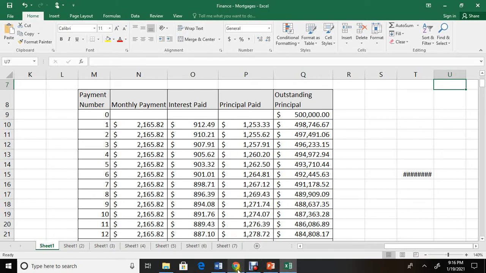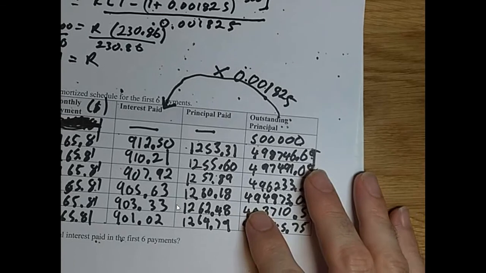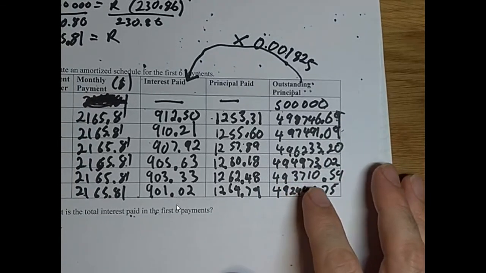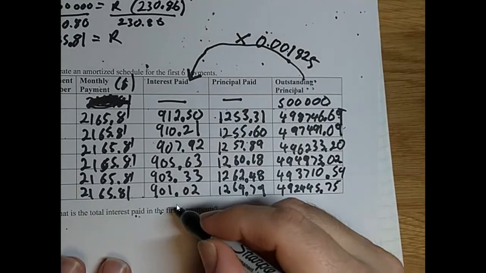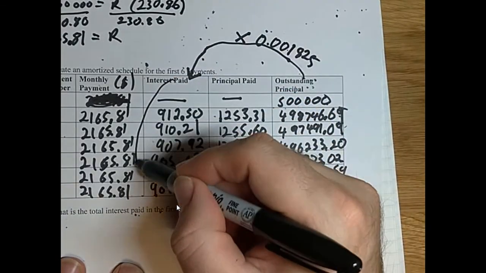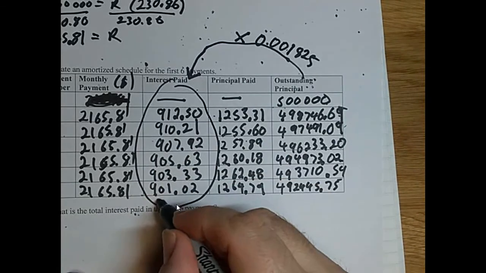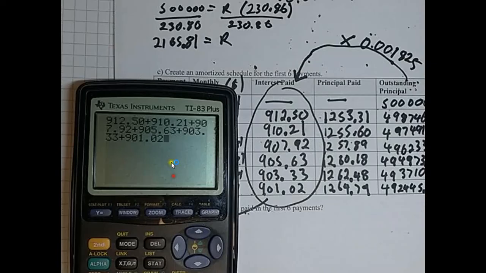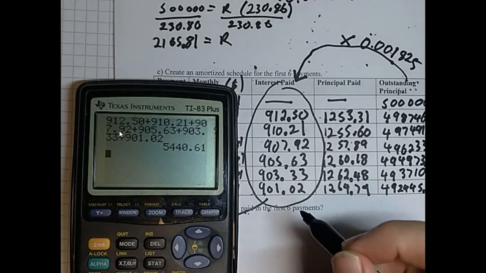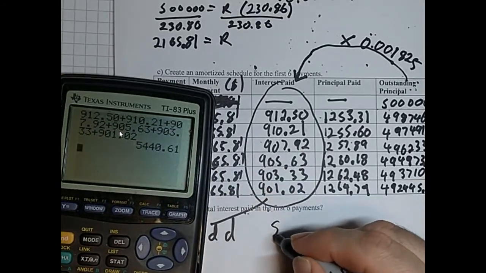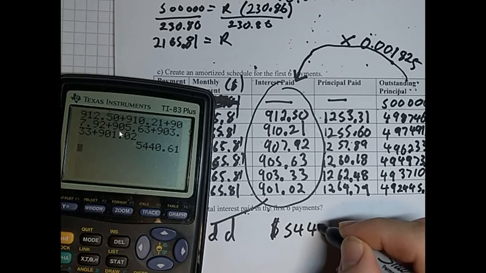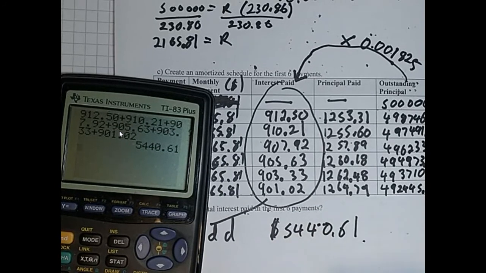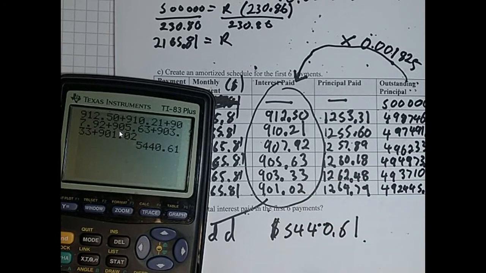Okay, so let's go back here. One more part. It says, what is the total interest paid for the 6 payments? So you're going to add all these up. I'm going to do that in my calculator. I put all the numbers in, add them, and enter. And the amount of interest is about $5,000 that I have to pay, not earn, $5,040.61 by adding all these up. And that's the end of this question.